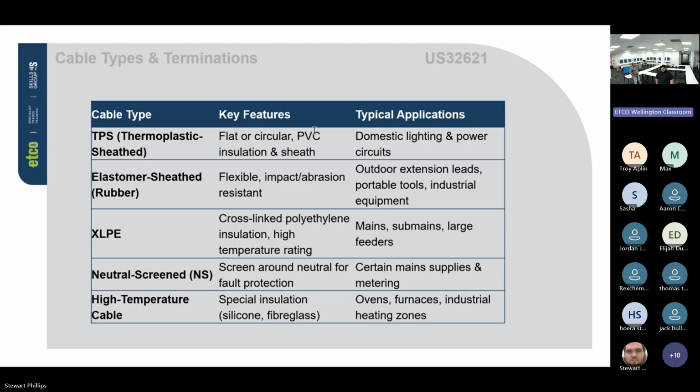Cool. So 3000 requires joints and terminations to be both mechanically and electrically sound. So we need to insulate it to the same degree as the cable and protect it from damage and moisture. How many of you guys don't put heat shrink over the lug?